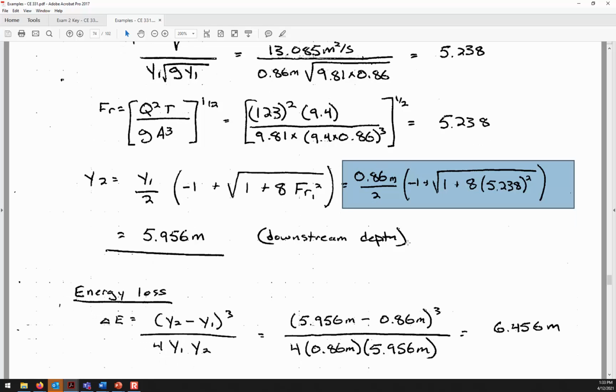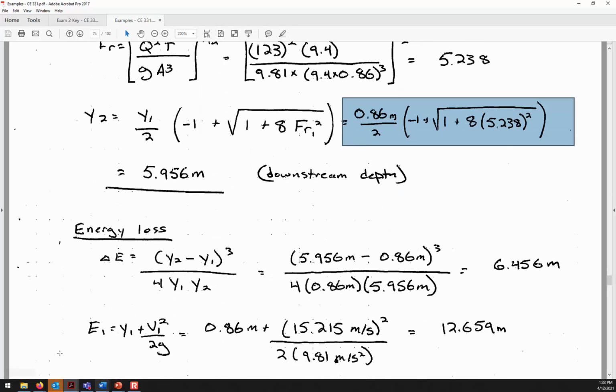In terms of energy loss, the delta E, you can see, is 6.46 meters. So that is the magnitude of energy that's lost through the jump. But to help us understand whether that's a little or a lot, it may be useful to express that as a fraction of the initial specific energy. Like what percent of the energy was dissipated with this hydraulic jump? Because we don't necessarily know how much specific energy was there to begin with.